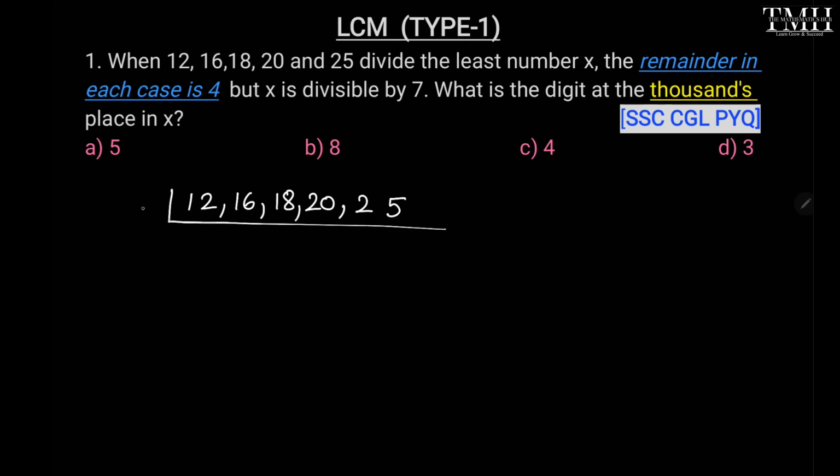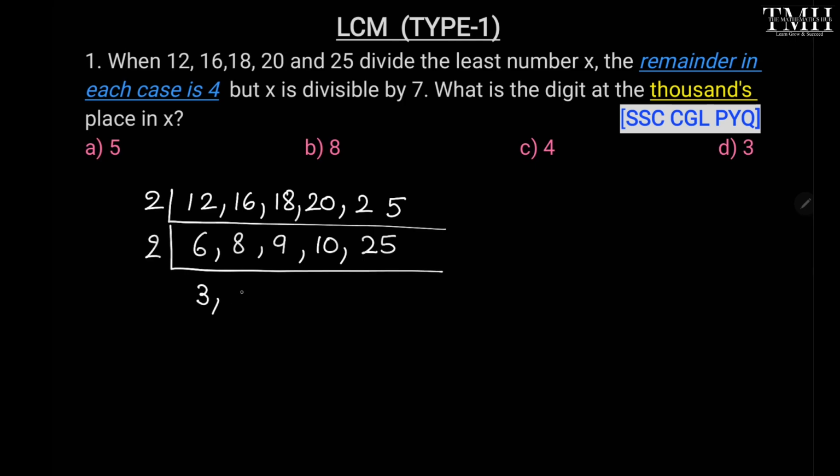Now let's proceed. Out of all these numbers, most of the numbers are divisible by 2, so we will factorize by 2. So here it will be 6, 2 8s are 16, 2 9s are 18, 2 10s are 20, and we will copy down 25 as it is. Again we proceed with 2 only. 2 3s are 6, 2 4s are 8. Now copy down 9, 2 5s are 10, then again copy down 25.